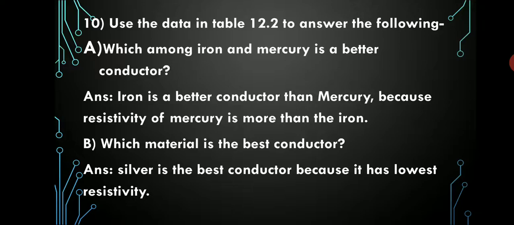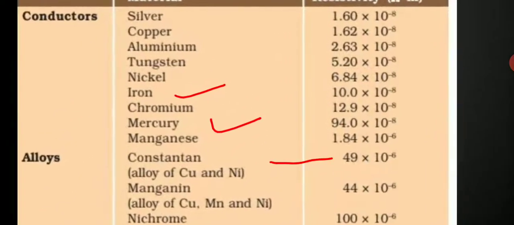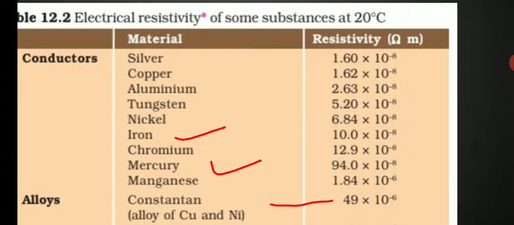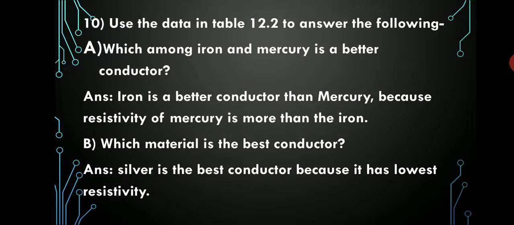Next, which material is the best conductor? See, if you see this table, the topmost metal, that is silver, has a very low resistivity value, so it is the best conductor. Remember that it is the best conductor because it has the lowest resistivity. So these are the 10 question answers we have discussed in today's class.